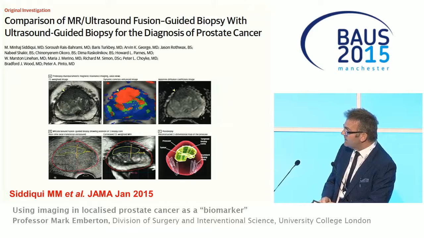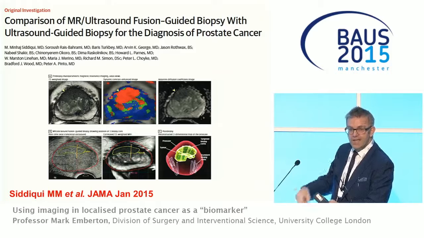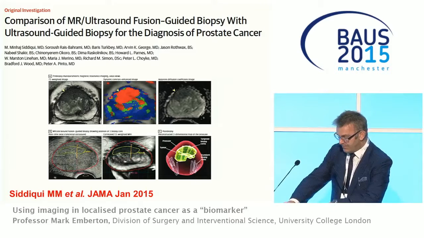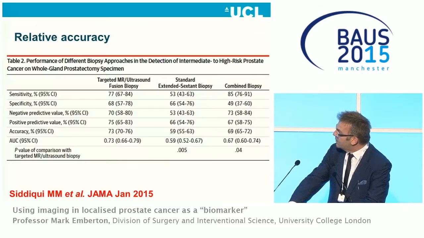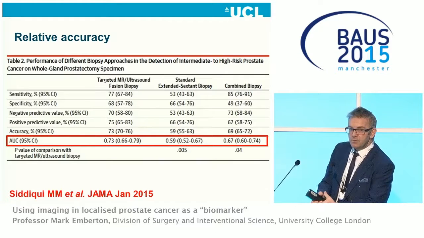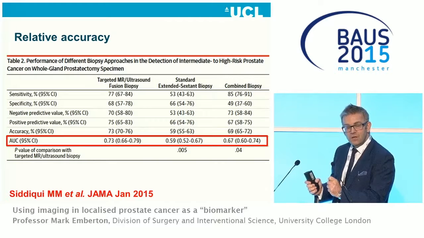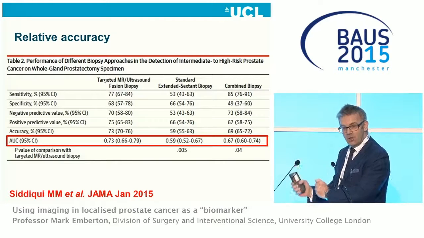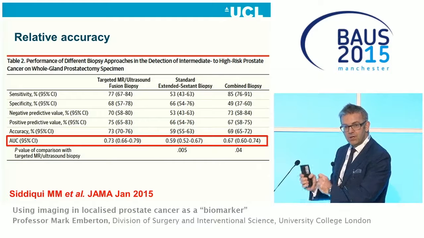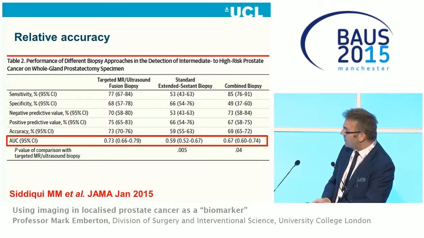And they were looking at an image-guided biopsy, in other words, testing the positive predictive value of MRI against a standard systematic biopsy. And what they showed was that the MRI-directed biopsy was by far the most accurate way of biopsying. It was more accurate than systematic alone, and also more accurate than systematic and targeted together, because of the reduction in the accuracy afforded by the random systematic biopsies.